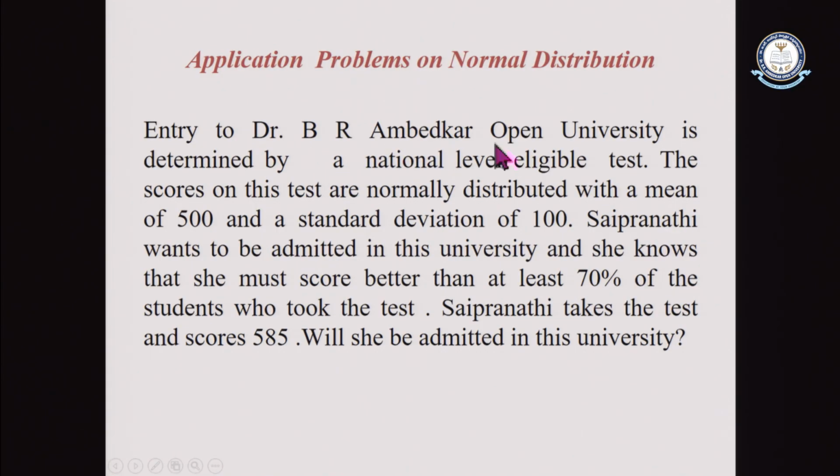The first example problem: entry to Dr. B.R. Ambedkar Open University, Hyderabad is determined by a national level eligibility test. The scores in this test are normally distributed with a mean of 500 and a standard deviation of 100. Sai Pranati wants to be admitted to this university, and she knows that she must score better than at least 70% of the students who took the test. Sai Pranati takes the test and scores 585. Will she be admitted to this university?